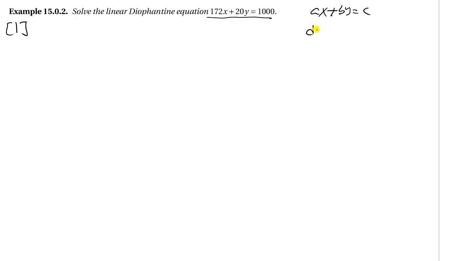Let's say D is the greatest common divisor of A and B. Then a solution exists only if that greatest common divisor of A and B is a divisor of C. Okay? So we need to check that condition first. So first thing is what? We need to check what is the greatest common divisor of those two numbers, by the Euclidean algorithm.